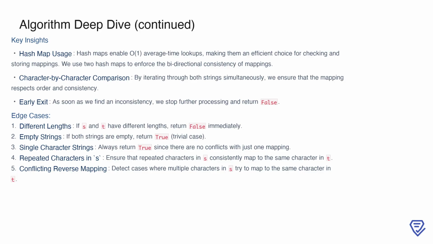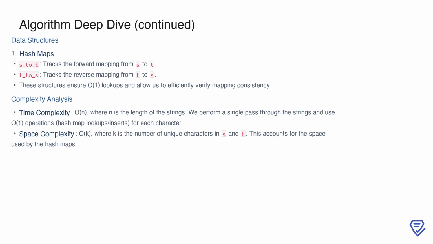For single character strings, we also return true, since no conflicts can arise. We must also handle repeated characters in S, ensuring they always map to the same character in T. Finally, we need to detect conflicting reverse mappings, where multiple characters in S attempt to map to the same character in T. Let's take a closer look at the data structures and complexity analysis. We use two hash maps, S_to_T for the forward mapping from S to T and T_to_S for the reverse mapping from T to S. These hash maps ensure that we can efficiently verify mapping consistency with O(1) average lookup and insertion times.